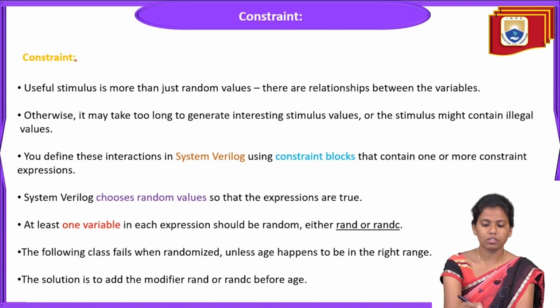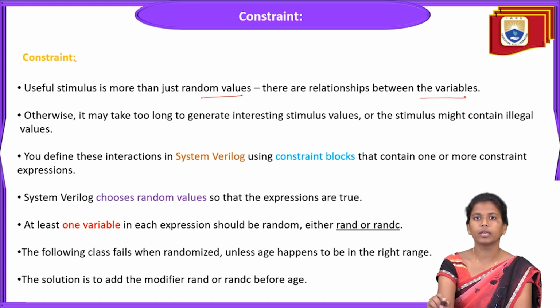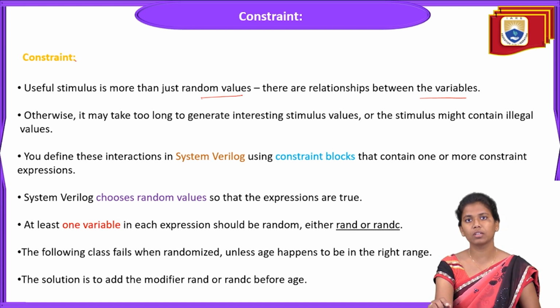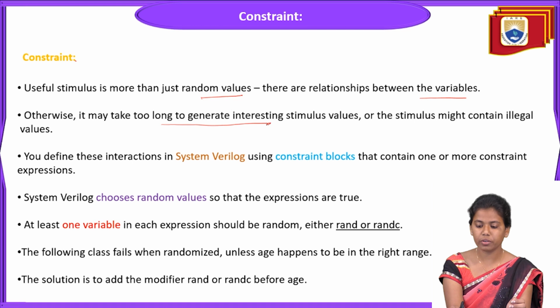Useful stimulus is more than just random values or variables. There are relationships between the variables. When it comes to constraints, as I said, we have different types based on the area, the pin configuration, and the connectivity. For each and every constraint, a set of variables will be given, otherwise it may take too long to generate interesting stimulus values, or the stimulus might contain illegal values.